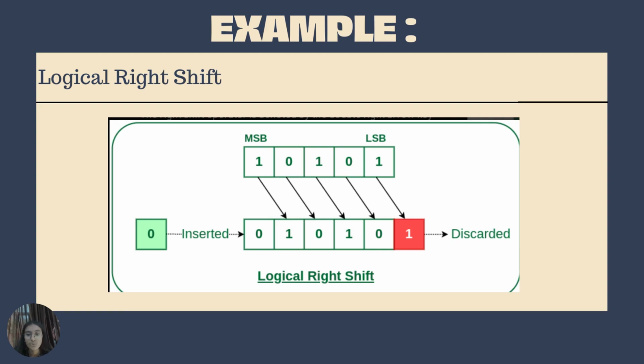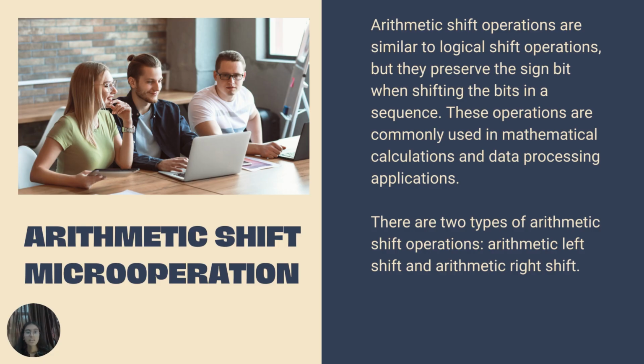Now let us move to arithmetic shift microoperation. Arithmetic shift microoperations are similar to the logical shift operation, but they preserve the sign bit when shifting bits in a sequence. These operations are commonly used in mathematical calculations and data processing applications. There are two types, arithmetic shift left and arithmetic shift right.